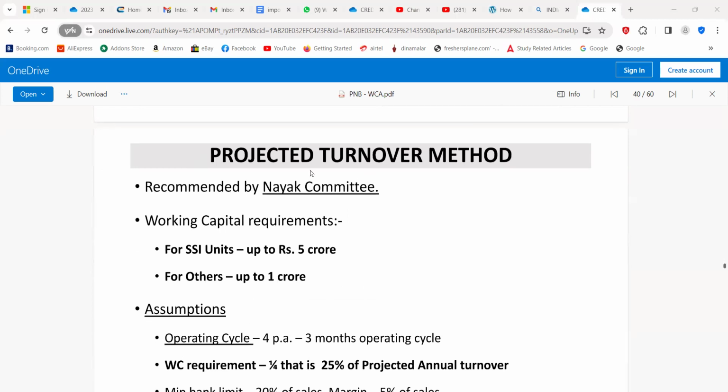Now, please continue with the projected turnover method. So working capital requirement. Yes, sir. Please read. Recommended by the Nayak committee.